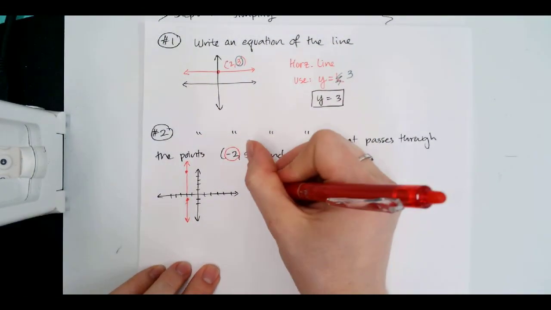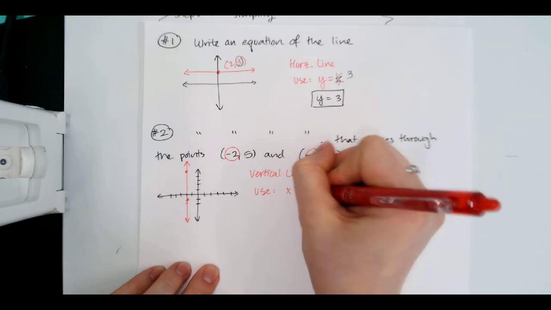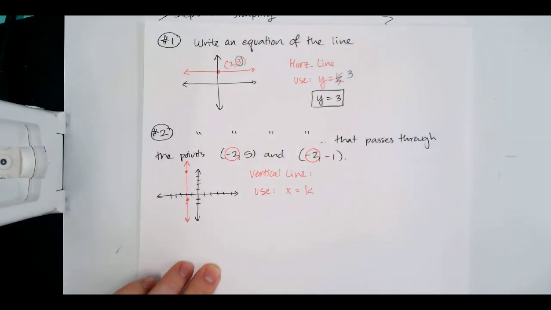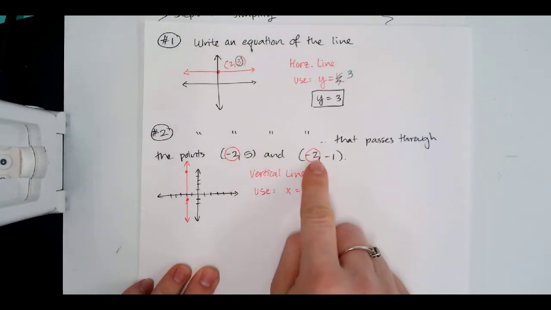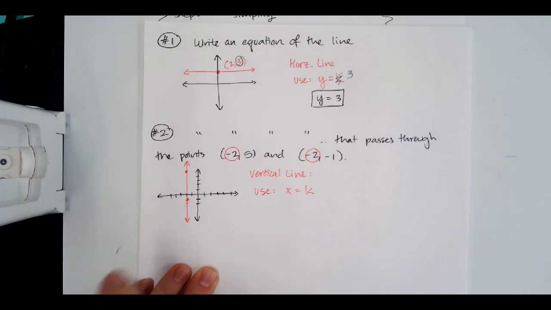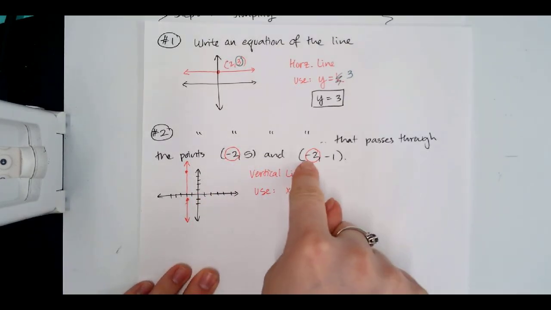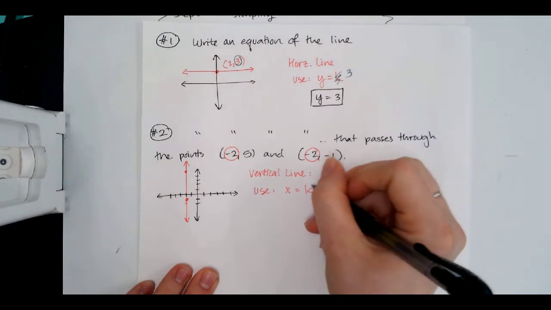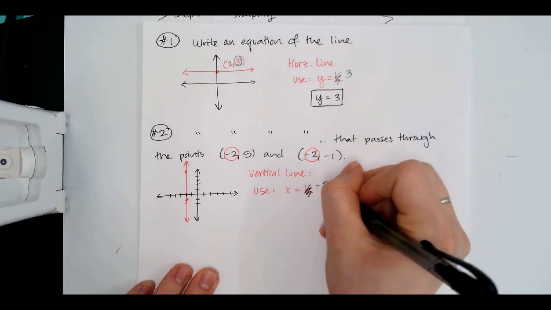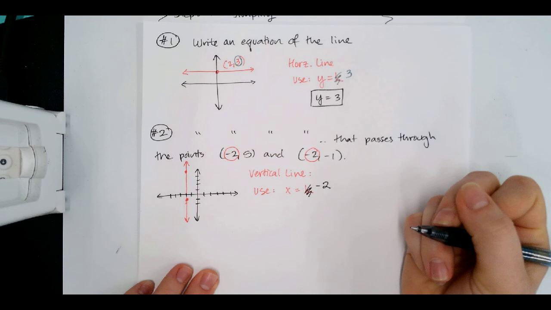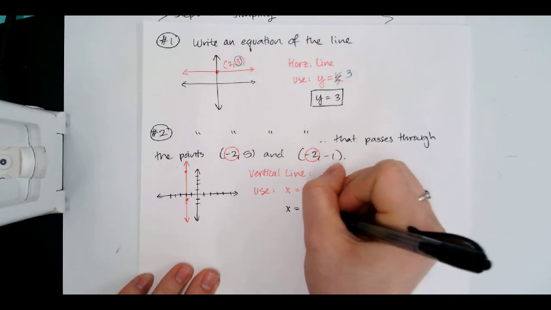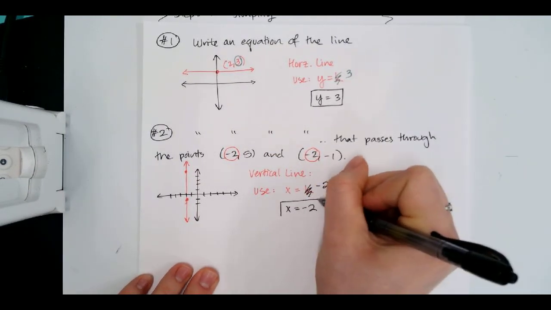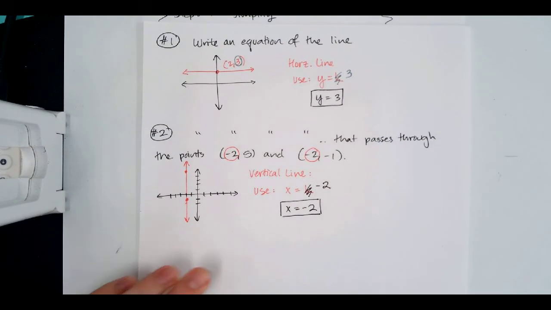Okay, so we're going to use x equals k. Step number 3, substitute in your numbers. Oh, but we have 2 different coordinate points. But remember, the x value for both of them is the exact same number. It's -2. So let's go ahead and we're replacing k with -2. And our last step is simplify. So x equals -2. That is the equation of our line.